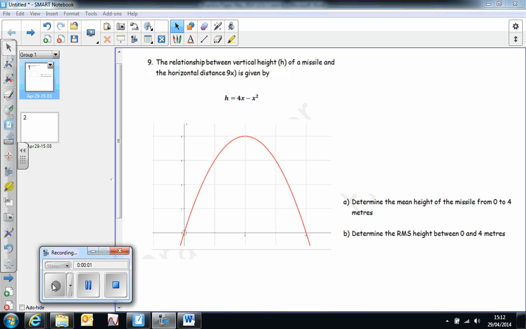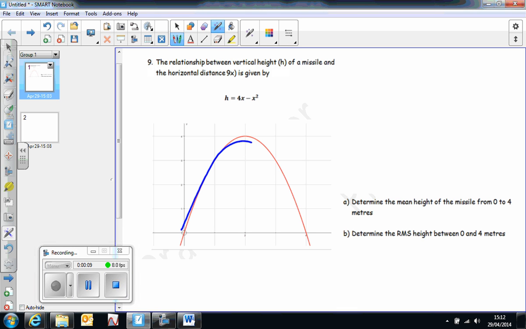Right, so on this practice paper then, number 9. We've got this missile, which is taking off, doing this. The relationship between vertical height h and the horizontal distance x is given by this. So there's your relationship. And we can see that it goes over a distance of 4. Determining the mean height of the missile from 0 to 4 meters is what we're asked to do.